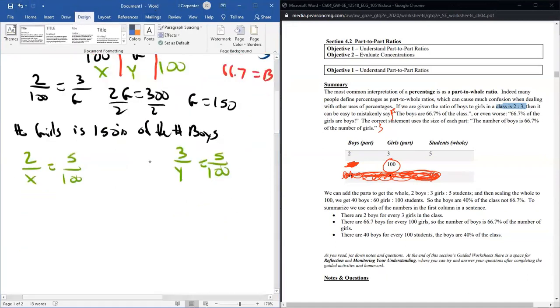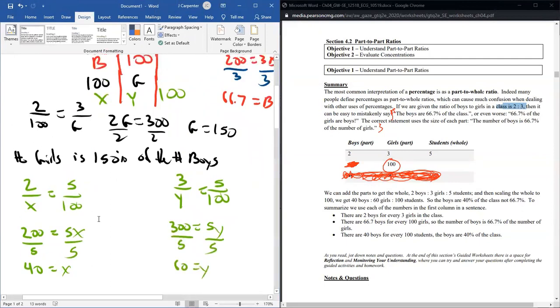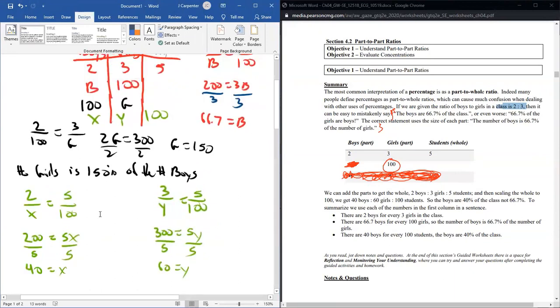So cross multiplying the first one gives you 200 equals 5x. Dividing both sides by 5 will give you 40 is equal to x. Cross multiply the other, you get 300 is equal to 5y. Divide both sides by 5, and you get 60 is equal to y. Let me scale back just a little. So x was the number of boys, y was the number of girls, both when you scale the population to 100.